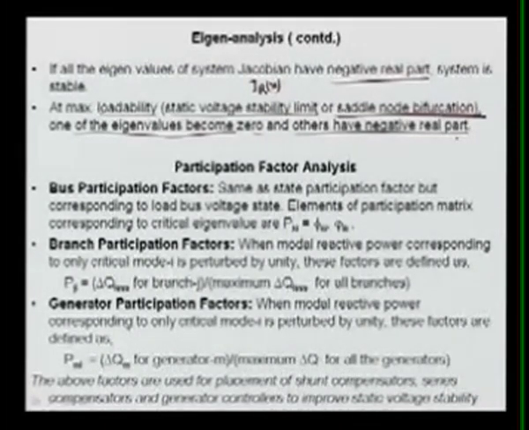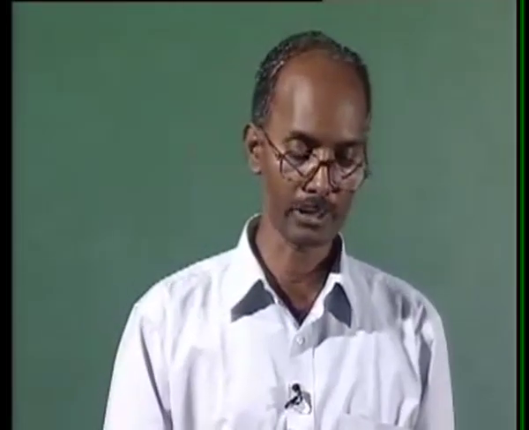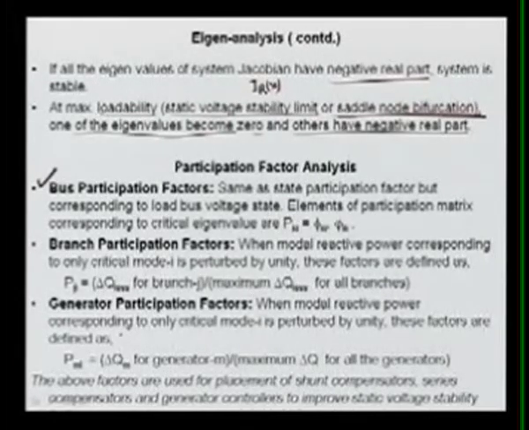We can also determine the participation factors, and if we use them, it is called participation factor analysis. In that we can have different participation factors: the bus participation factor, the branch participation factor, or the generator participation factor. The bus participation factor is the same as the state participation factor which we defined when I was talking about small signal stability.